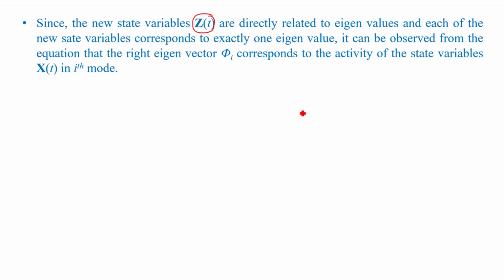Mode matrix or different modes of the system. So it can be observed from the equation that the right eigenvector phi i corresponds to the activity of the state variable x in the ith mode, right? So we know that x(t) equals phi of z(t), right? So if I expand this a little bit, for one element only, x_j(t), how will this equation look? This will look like the sum of phi_ji z_i(t), where i is 1 to n.